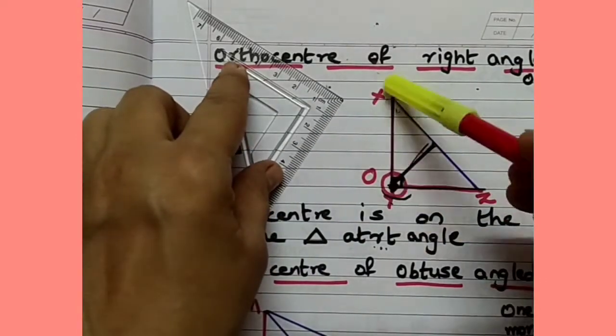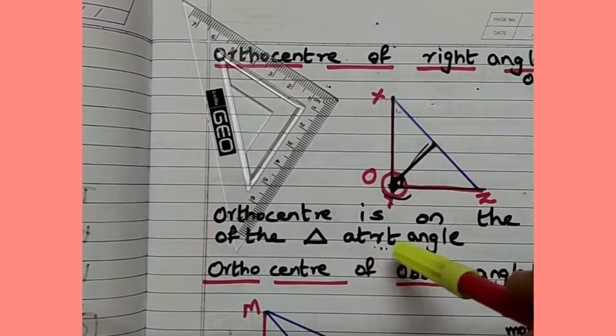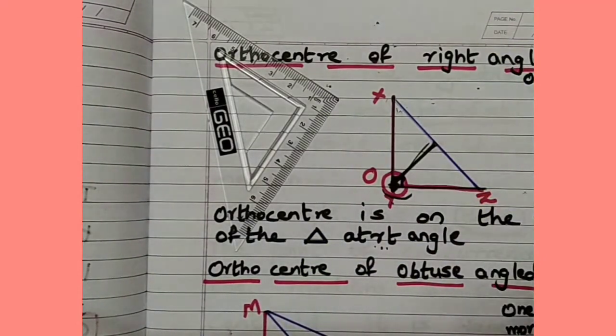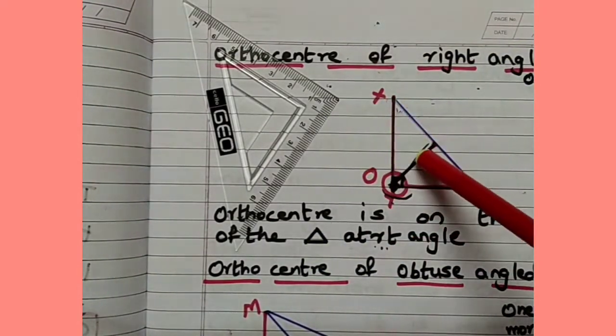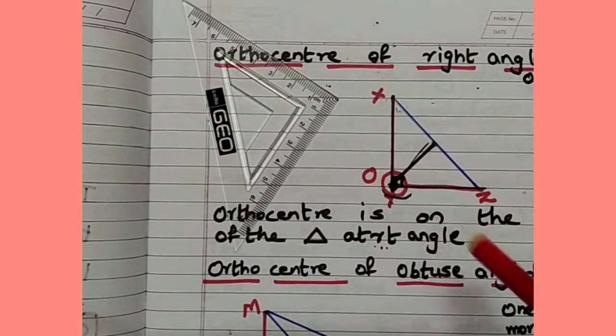Now this 3, where do they meet? They meet over here, isn't it? Like we saw in the acute angle triangle, they meet somewhere inside the triangle. But here what happens? They are not meeting inside the triangle. Where are they meeting? They are meeting on the triangle at the place where the right angle is.